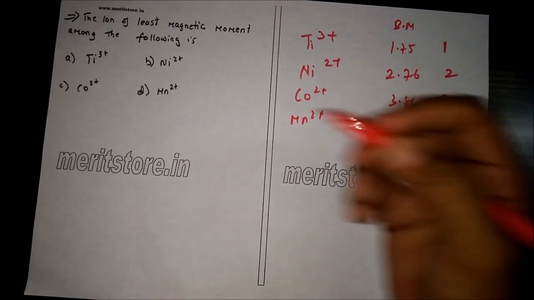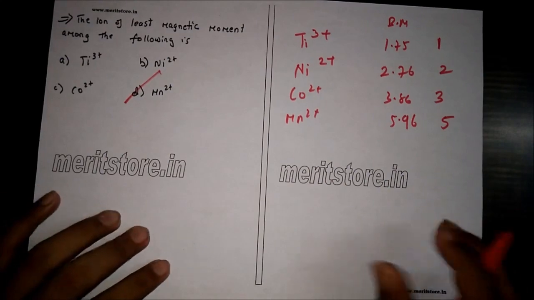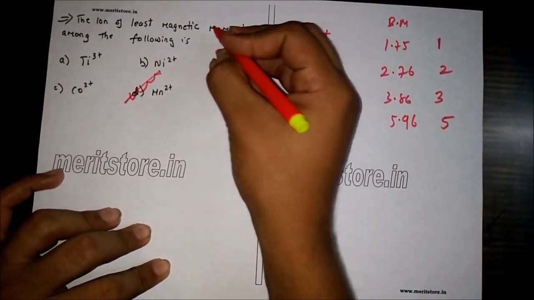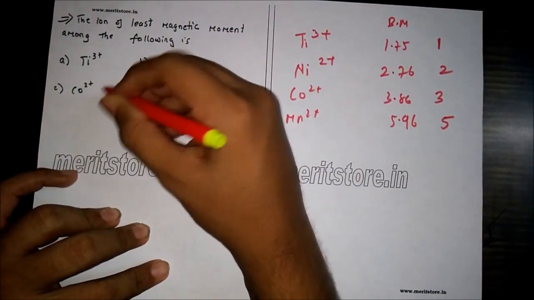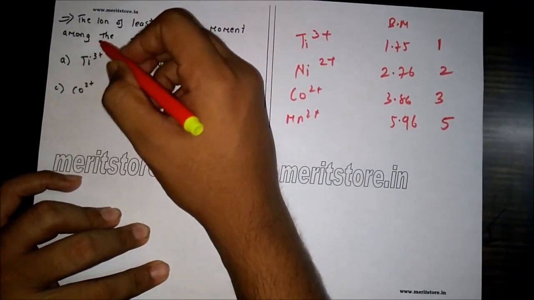The correct answer here is therefore option D, Mn2+. I'm sorry, the question was the least magnetic moment, which is option A, Ti3+. Mn has the most magnetic moment. Therefore, the correct answer is option A.